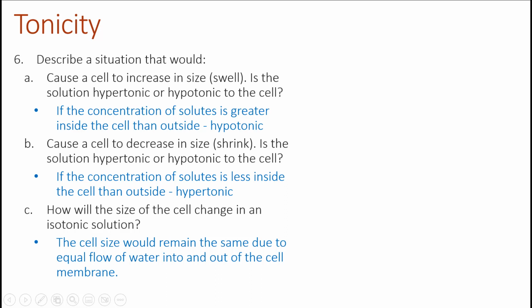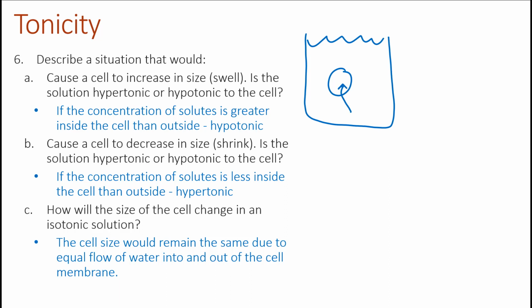The next question is about tonicity. So first it says to describe a situation that would cause a cell to swell. Is the solution hypertonic or hypotonic? So if the cell is going to swell, we're going to have a situation where water is entering our cell. So in order for water to enter the cell, it must be that the concentration of solutes inside the cell is much greater than outside of the cell. So this would give us a hypotonic solution, where water is going to enter the cell to try to make the concentration of those solutes the same inside and outside.